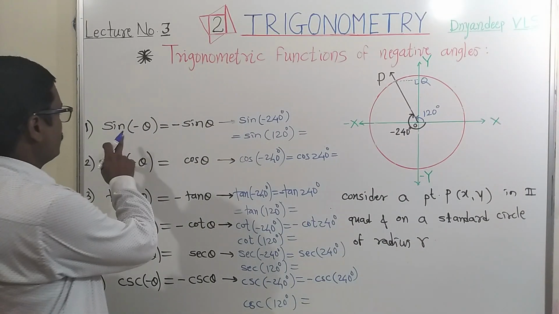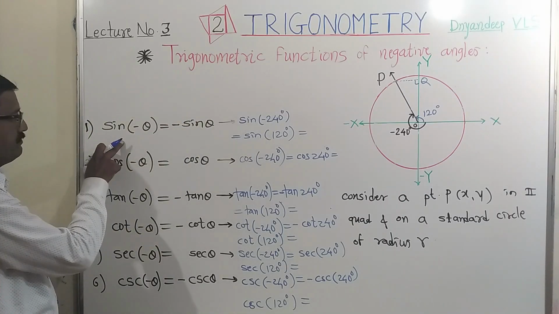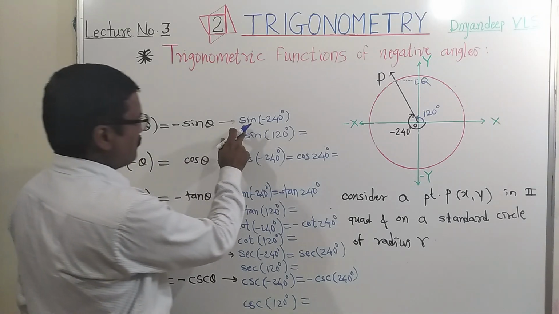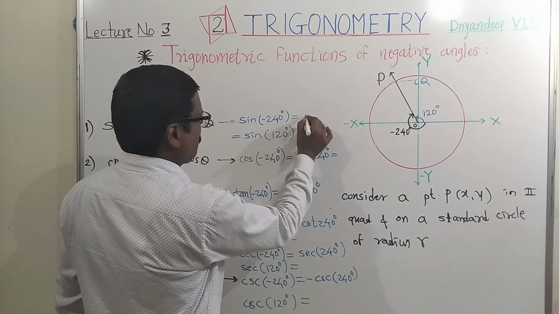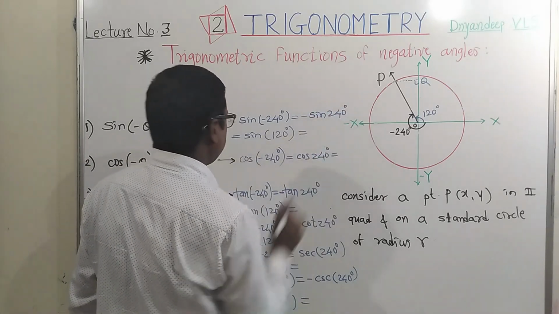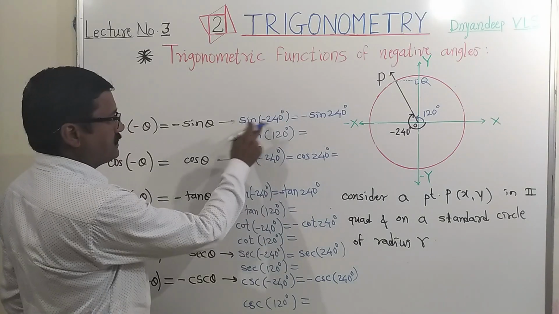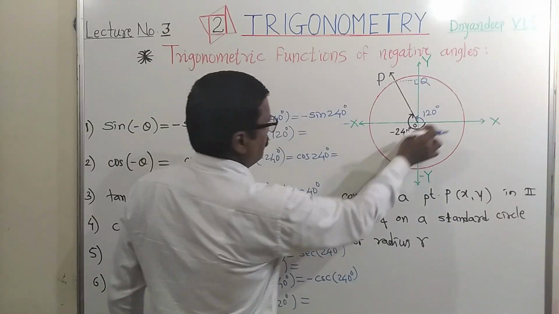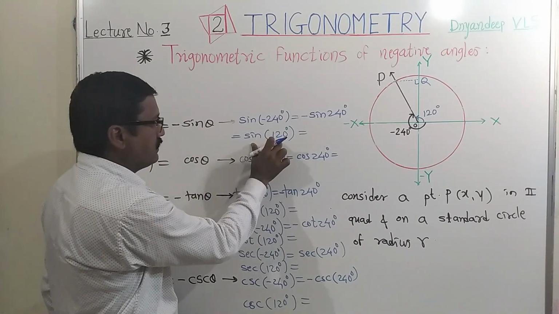So here by formulas, let us find trigonometric functions. Sine of minus theta is equal to minus sin theta. It implies sine of minus 240 degree is equal to minus of sine 240 degree. It is minus of sine 240. It is same as, instead of minus 240, now we will take angle 120. So it is equal to sine 120 degree.